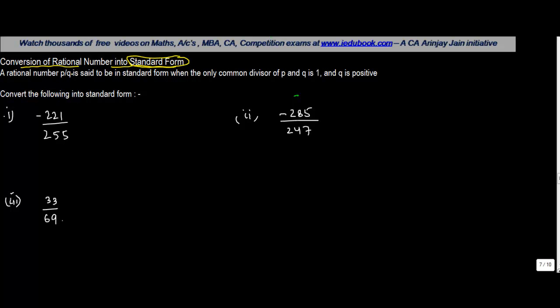A rational number p upon q is said to be in standard form when the only common divisor of p and q is 1 and q is positive. So the first thing is that q has to be positive, and then the only common divisor of p and q is 1, right? So let us see the first question that we have.